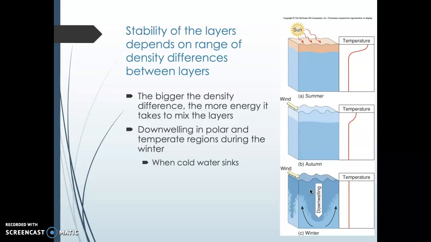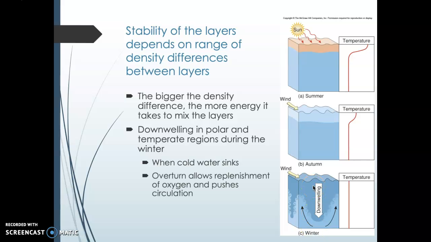Downwelling is essentially when cold water starts to sink. And so you can see that through the sun. This is an example of the polar area. So you can see, in their summertime, lots of sunshine. In their autumn time, you can see the thermocline decreases, things get a little stormier. And then in the wintertime, you see that downwelling of the surface layer.